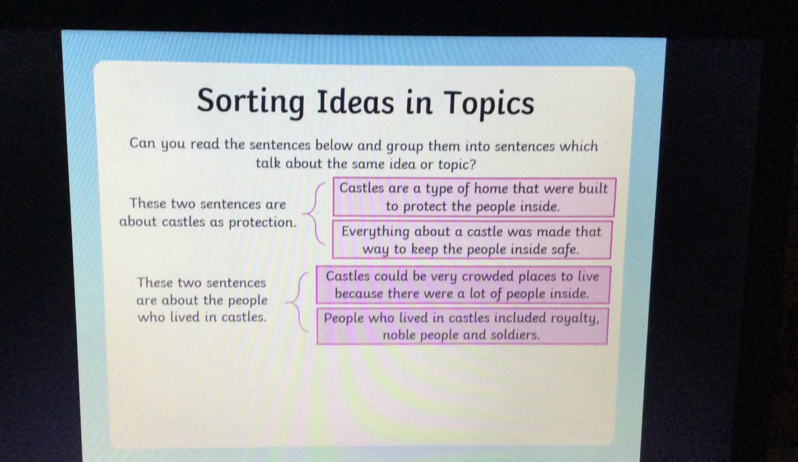Castles could be very crowded places to live because there were a lot of people inside. People who lived in castles included royalty, noble people and soldiers. These two sentences can be grouped together in a paragraph because they're about people who lived in the castle.